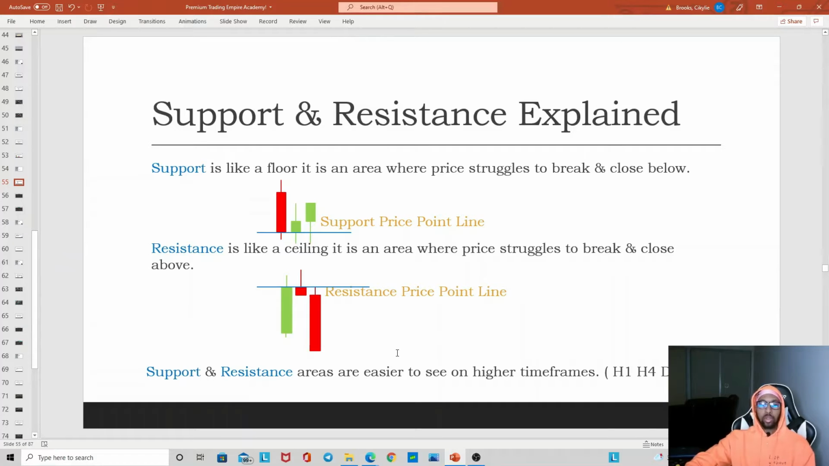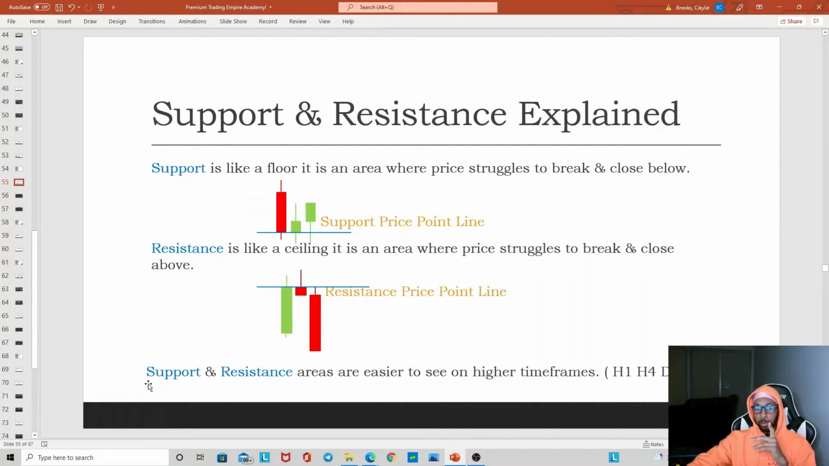But what support and resistance is, explained. Support is like a floor. It's an area where price struggles to break and close below. And resistance is like a ceiling. It's an area where price struggles to break and close above. What I mean by that? So I'm gonna break it down.